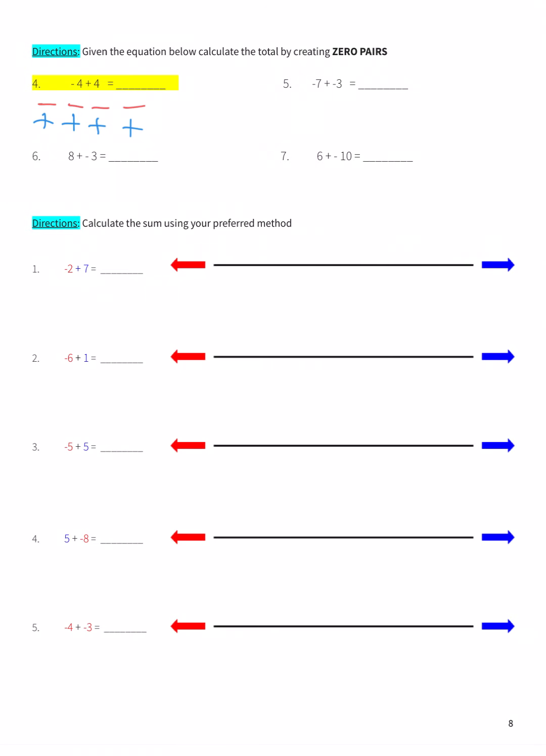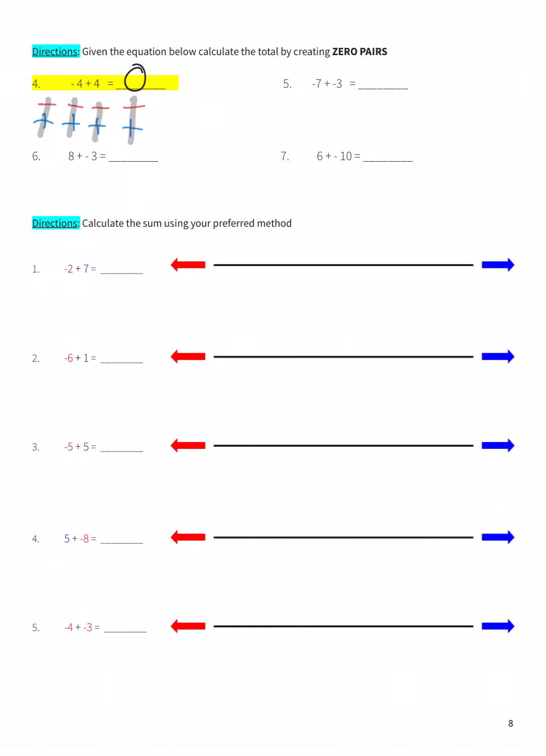Now I got to match them up. For every 1 positive to 1 negative, it's a 0 pair. So, got all those partners. What the heck? There's nothing left. Well, that's because my answer is 0. Because look right here. A number and its opposite is always equal to 0. Negative 4 plus 4, those are opposites. So my answer is 0.